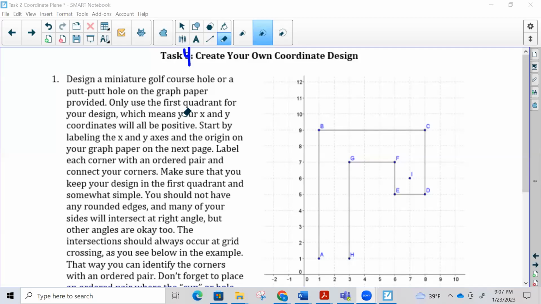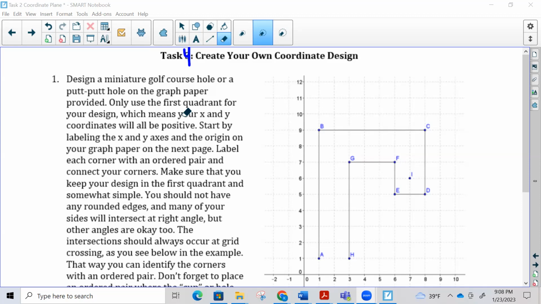So for task 4 in your packet, this is an assignment and you're going to create your own coordinate design. In this course, you are going to have a project, and for that project, you will have to create a mini golf course using some type of technology. This is our first practice with creating a golf course hole and then using technology to create the hole.